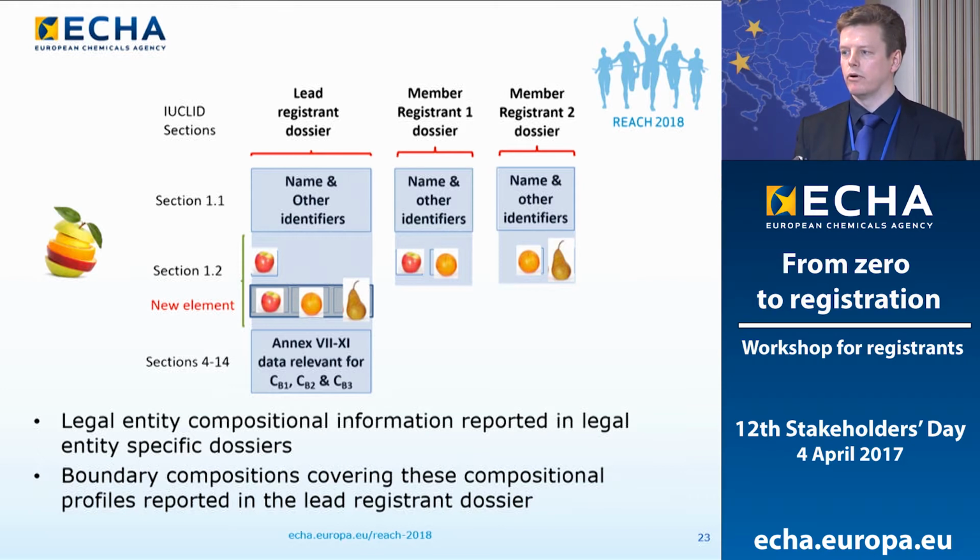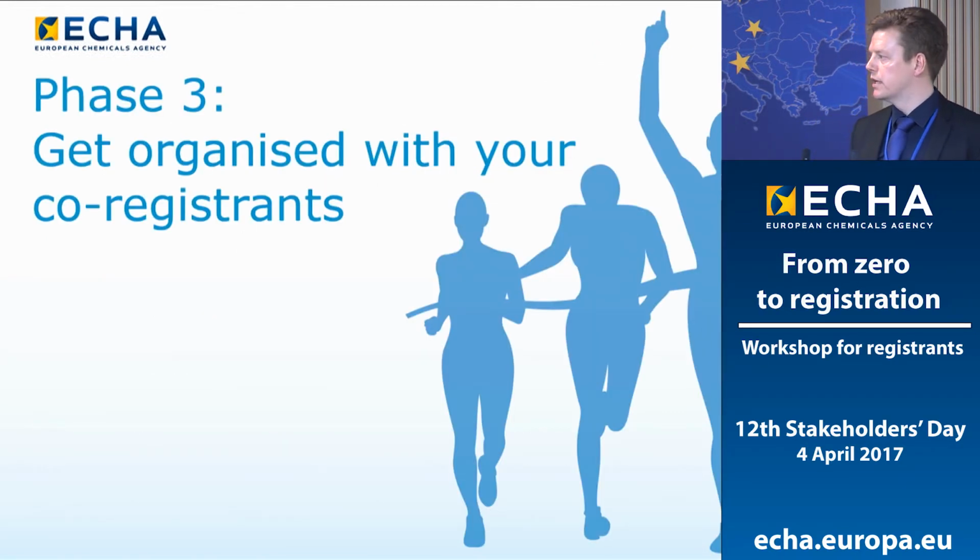So what you will see in Euclid 6 is this new element, this boundary composition in section 1.2. And this covers all the composition, or should cover all the compositional profiles in the joint registration. So I can just stop there and maybe we have some time for questions.